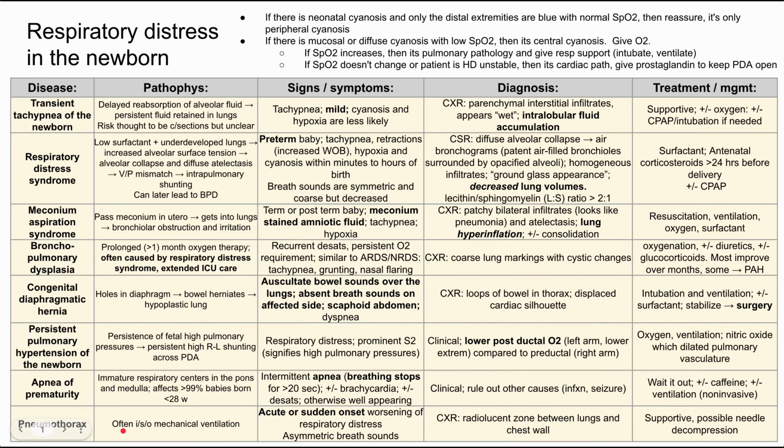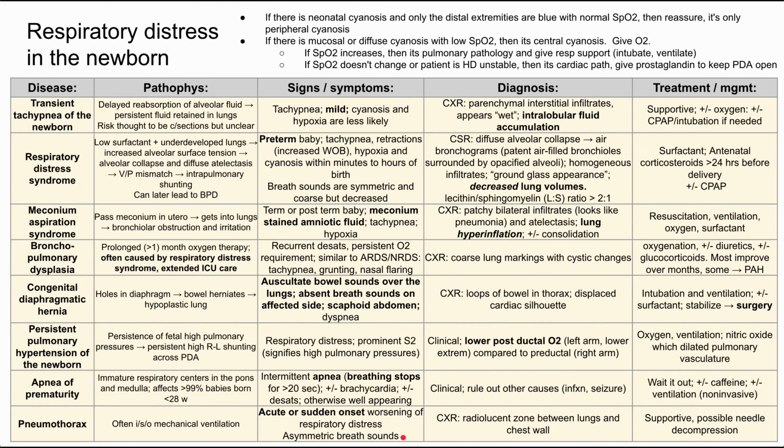Lastly, pneumothorax. This is the normal pathophysiology of pneumothorax. Air gets into the chest when it shouldn't be. It's often in the setting of mechanical ventilation. If baby doesn't have that much surfactant and you're constantly ventilating baby's lungs, you can pop a lung and cause a pneumothorax. The signs and symptoms that differentiate from the others is that this is an acute or sudden onset or sudden worsening of respiratory distress. You'll notice asymmetric breath sounds.